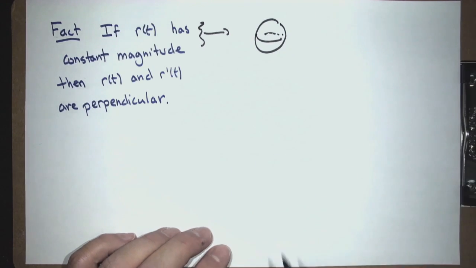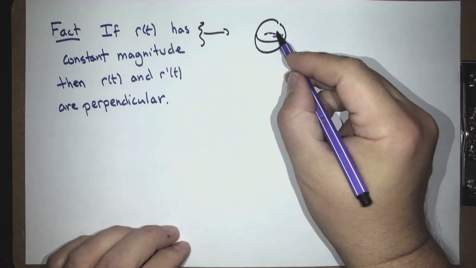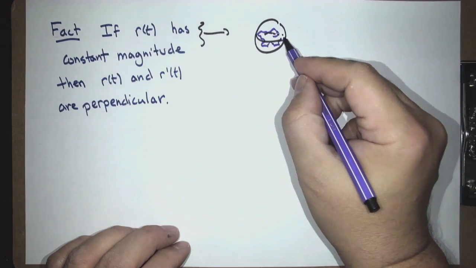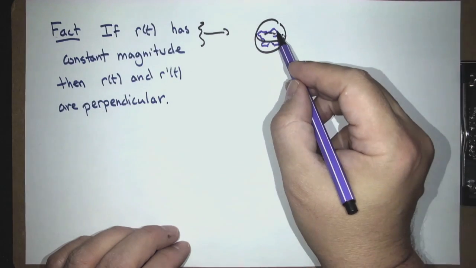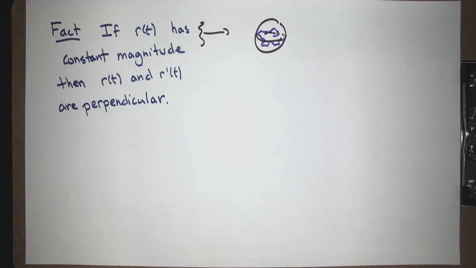So constant magnitude says it's like you live on a sphere. There's some big round object, and you have to imagine that perhaps you lived on a big round object. Just use your imagination as best you can. The point is you have this curve that's just traveling along the surface. And now the claim is if you look at r of t and r prime of t, at any given time t, they're perpendicular.